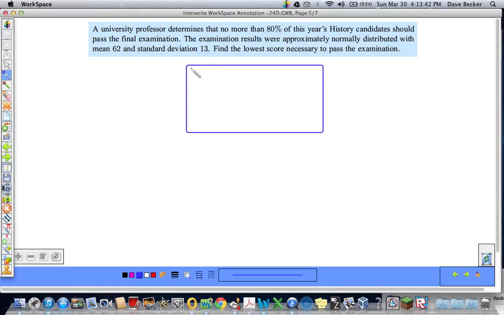A university professor determines that no more than 80% of this year's history candidates should pass the final examination. That's kind of harsh, isn't it? What if everybody gets 90% or above on the exam? Anyway, not for us to decide. I won't judge. The examination results were approximately normally distributed, with mean 62 and standard deviation 13. Find the lowest score necessary to pass the exam.